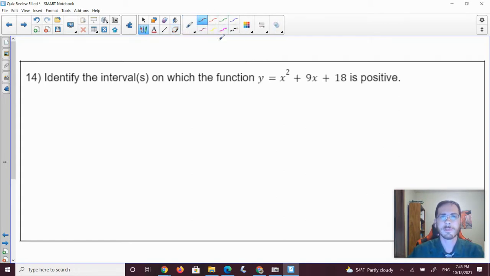is positive. So what we want to do is find the zeros and then make a sign chart. So let's factor this thing. So again, I got to find things that multiply to 18 and add up to 9.